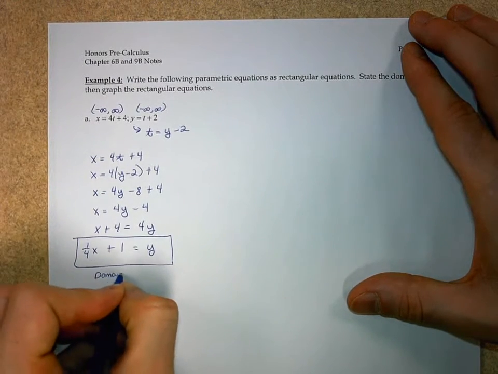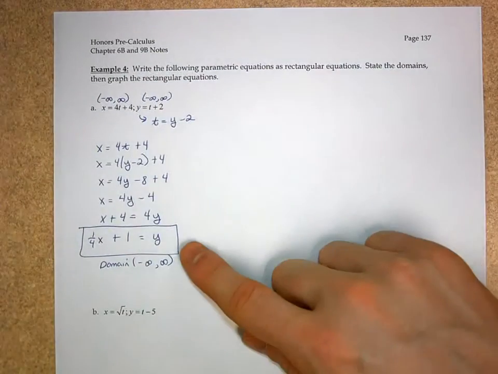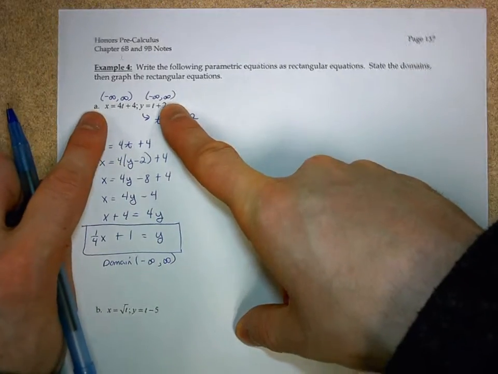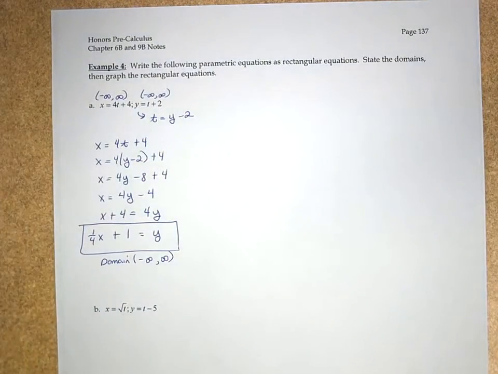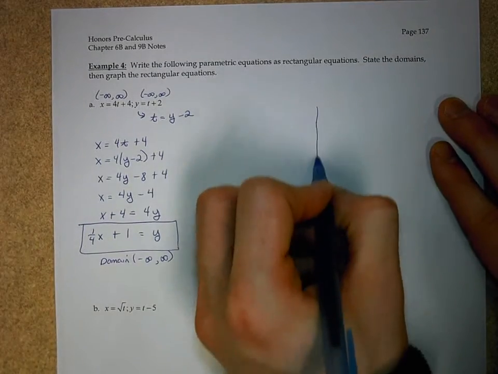And here the domain is going to be from negative infinity to infinity. Once again, the result is a straight line, and if my initial domain was negative infinity to infinity for both of those lines, there's no reason this one shouldn't be from negative infinity to infinity as well.